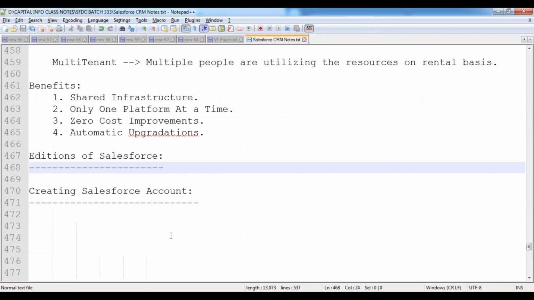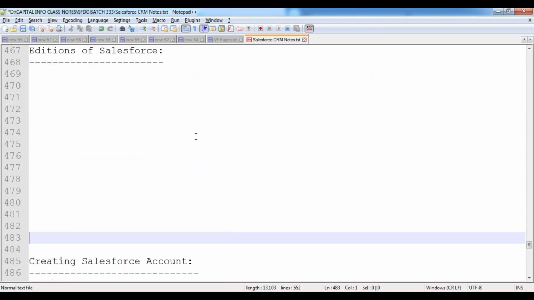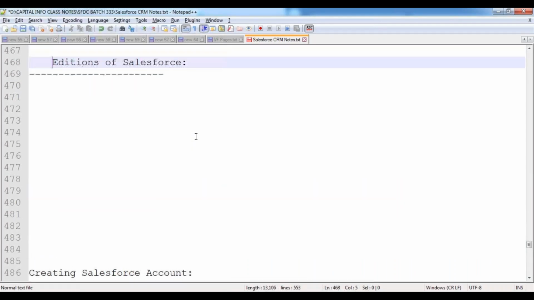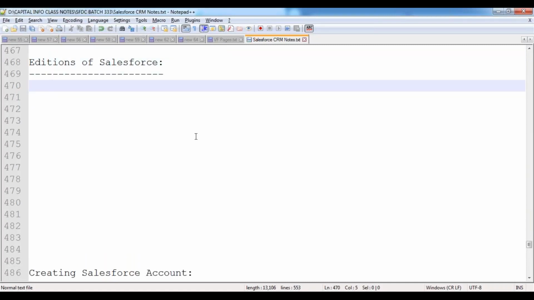Now let's see one more concept here, editions. The editions of Salesforce. Salesforce provides new features and licensed accounts in various editions. Salesforce is providing the various editions of accounts. We'll see what those editions are and what features are available in each and every edition, one by one.